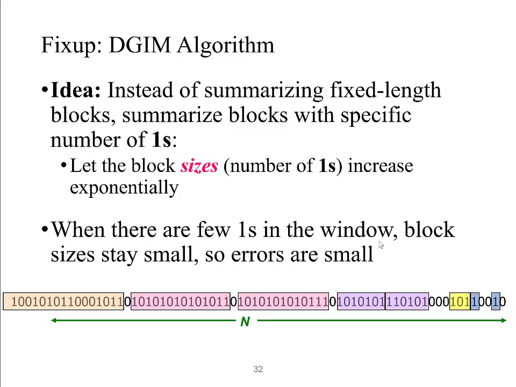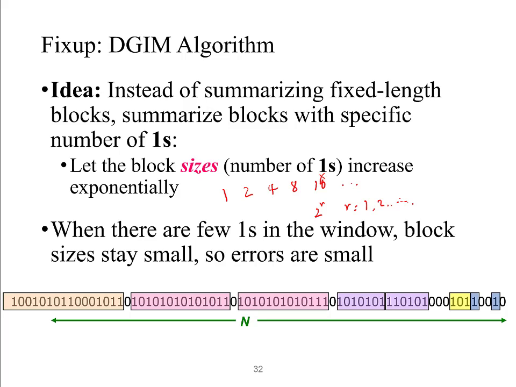The idea of this algorithm is that instead of summarizing fixed length blocks, we summarize blocks with a specific number of ones. And we let the block size, which corresponds to the number of ones, increase exponentially. Exponentially means you start from a block size of 1, then 2 and 4, 8, 16, and so on and so forth. So each one is 2 to the power of r, where r goes from 1 to 2 and so on.